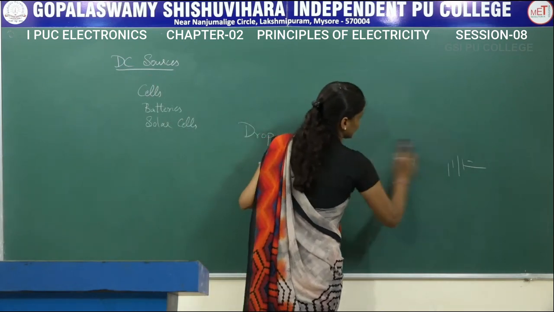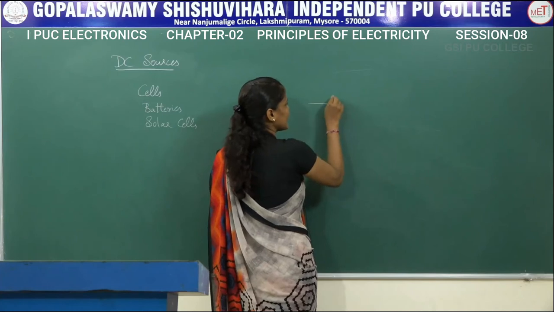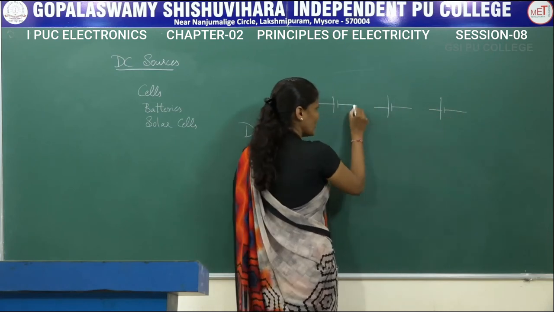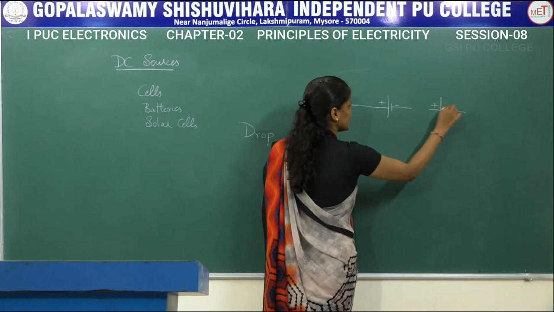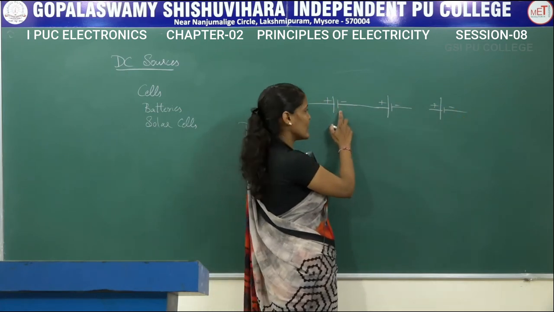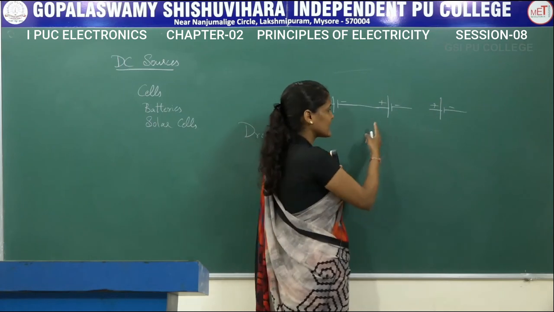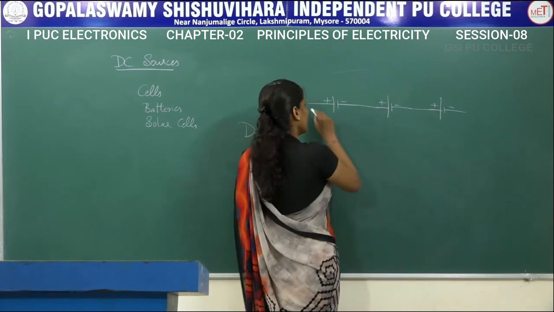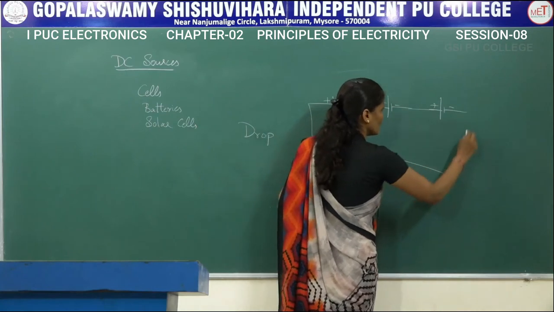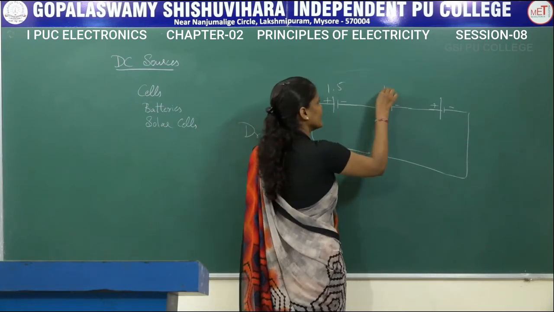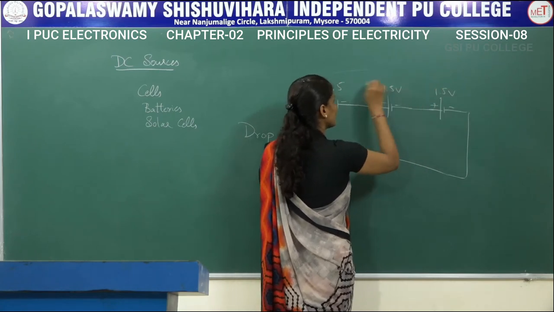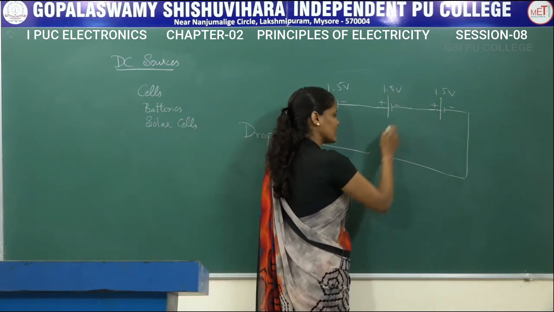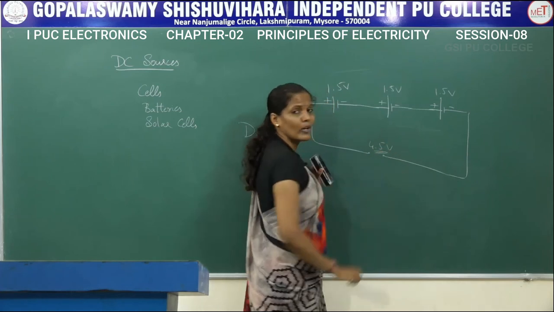If I connect the cells in series, this is one cell, this is another cell. When I connect all these cells serially, that is, the negative terminal of one cell is connected to the positive terminal of the other cell, the negative terminal of the second cell is connected to the positive terminal of the third cell, then I get an output voltage equal to 1.5 plus 1.5 plus 1.5, with each cell being a 1.5 volt battery. So 1.5 plus 1.5 is 3 volts, and 3 plus 1.5, totally I am getting 4.5 volts at the output.